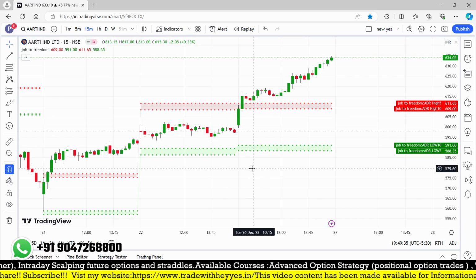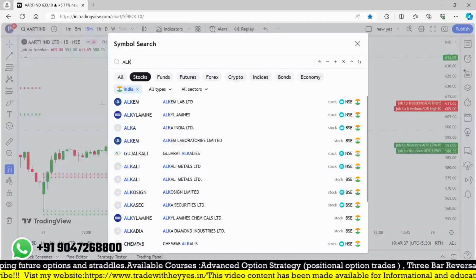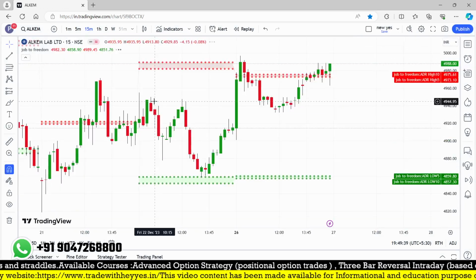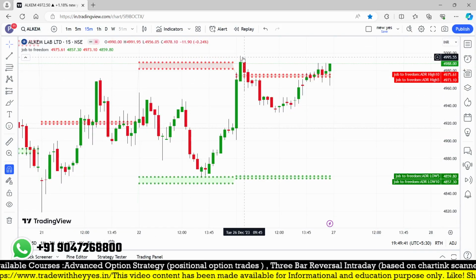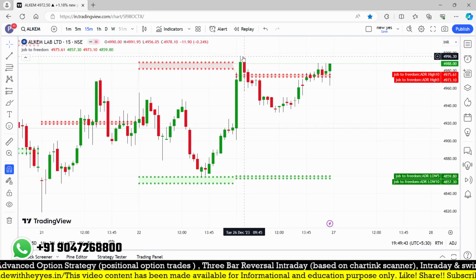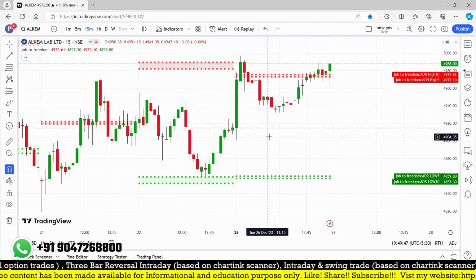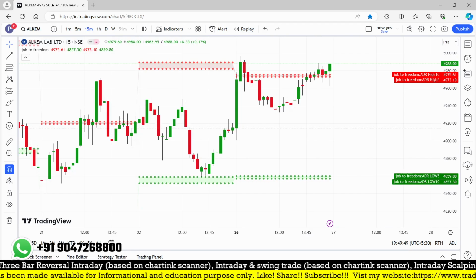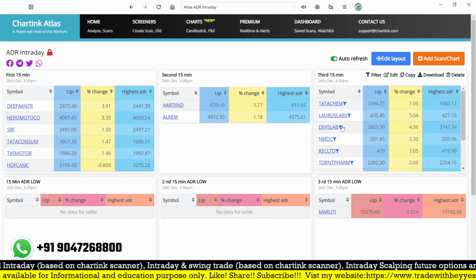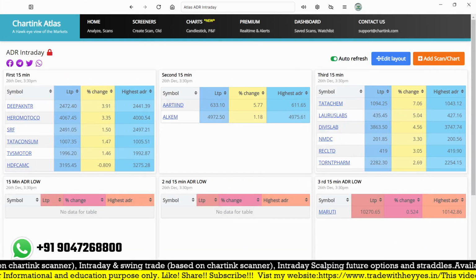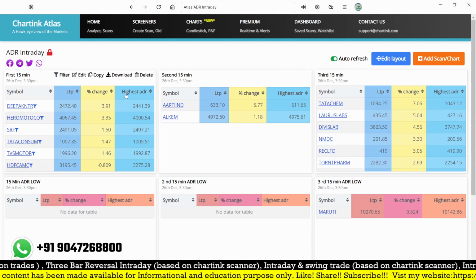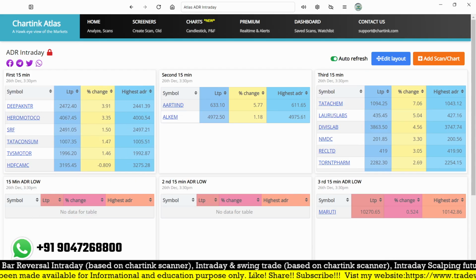Okay, so one more stock is Alchem Laboratories, which happened in the second 15 minutes. That high is not broken. So we don't have any breakout opportunity in this particular stock based on this ADR closing. And in the third 15 minutes, we have Tata Chemical and Lara's Lab.